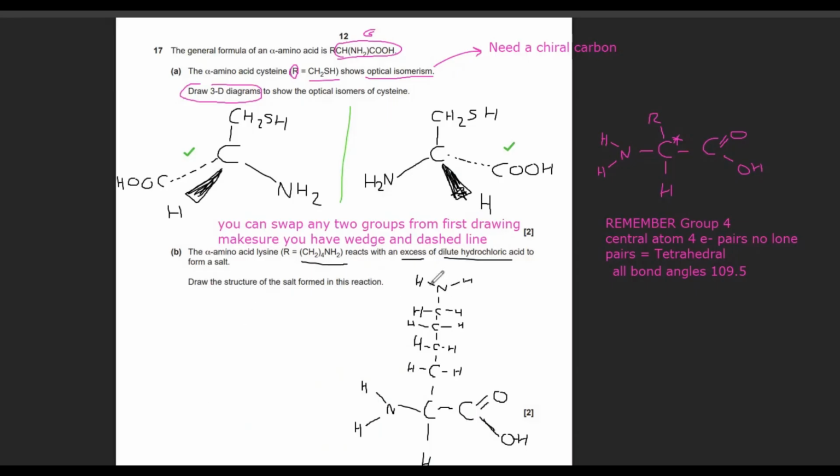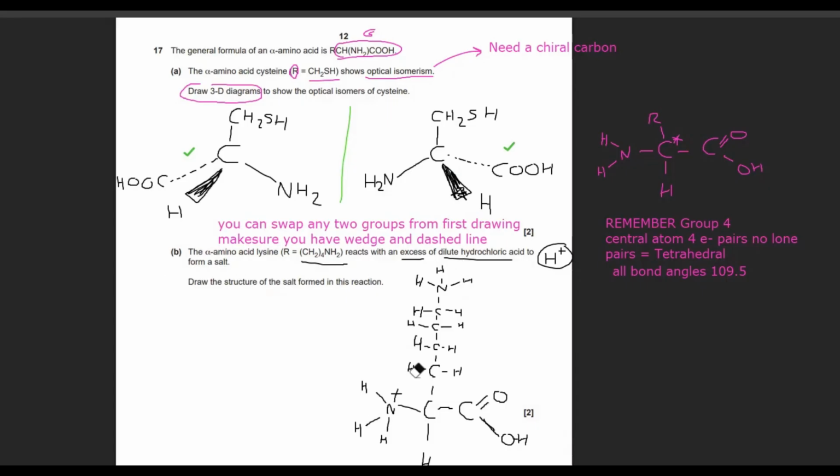Right, we've got an excess of dilute hydrochloric acid. So think about this. Hydrochloric acid is going to dissociate. You're going to have chloride ions. We're going to form a salt. But what is an acid? An acid is a hydrogen donor. What can accept a hydrogen here? Well, you've got an amino group which has a lone pair on the nitrogen. Remember, nitrogen's in group 5. It's got 3 bonds, so it's got a lone pair.